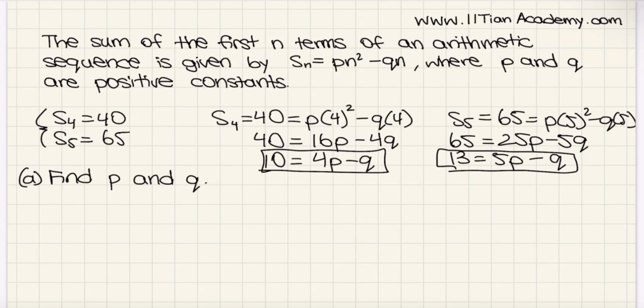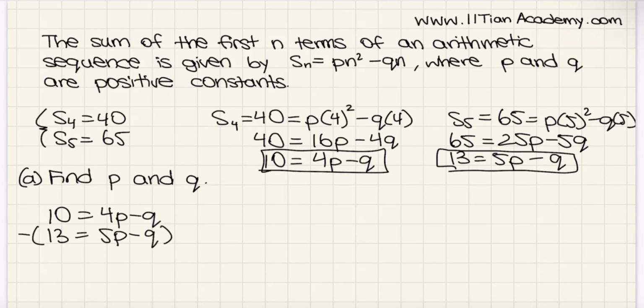So we can find P and Q just by using substitution or elimination. Either method is good. I'm going to go through elimination. So I'm going to line these up. 10 is equal to 4P minus Q, and then 13 is equal to 5P minus Q. And I'm going to subtract the second equation from the first one.